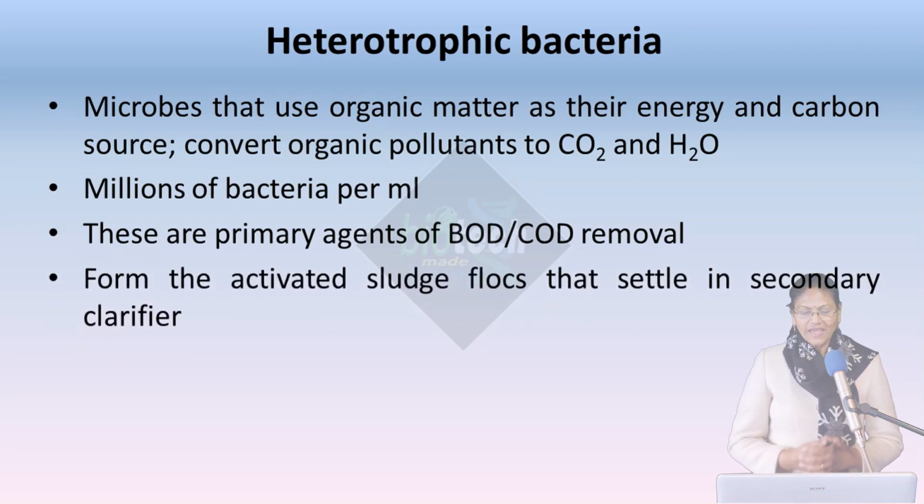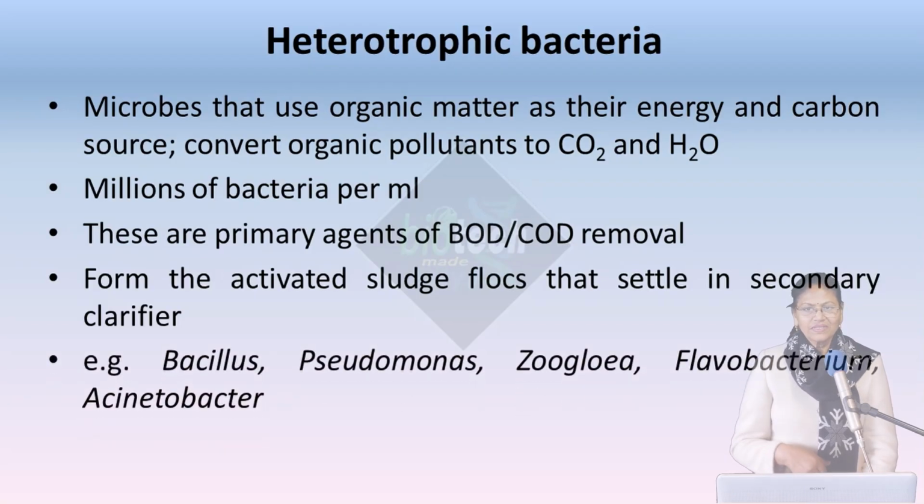And they form the activated sludge flocs that settle in the secondary clarifier. So mainly the heterotrophic bacteria are there for making the activated sludge. Examples are Bacillus, Pseudomonas, Zoogloea, Flavobacterium, Acinetobacter. So these are the examples of heterotrophic bacteria.